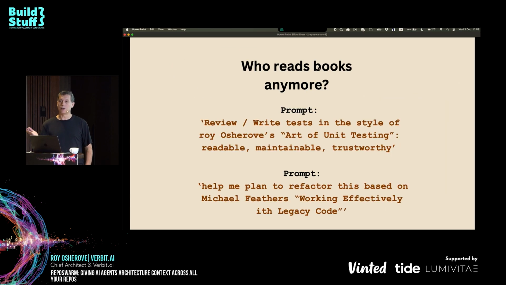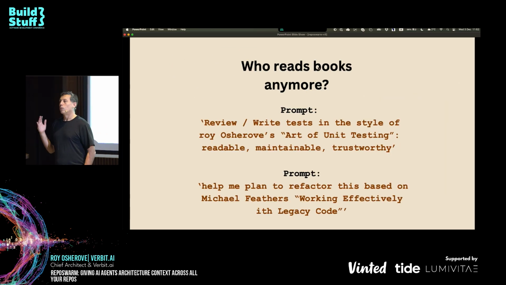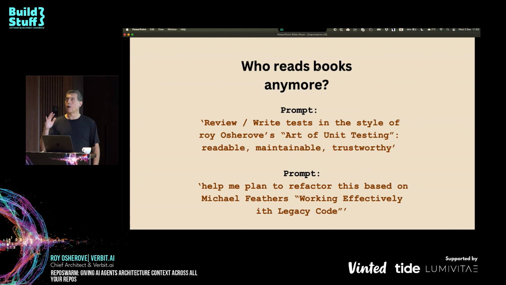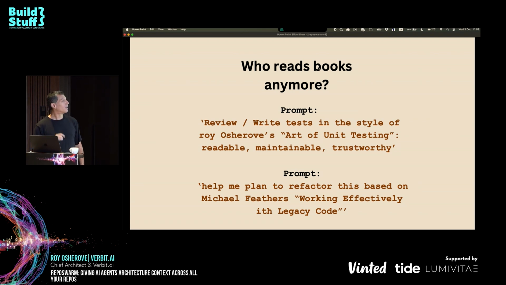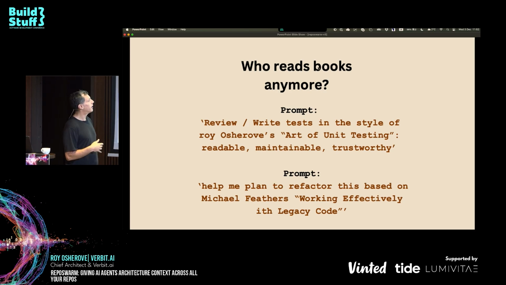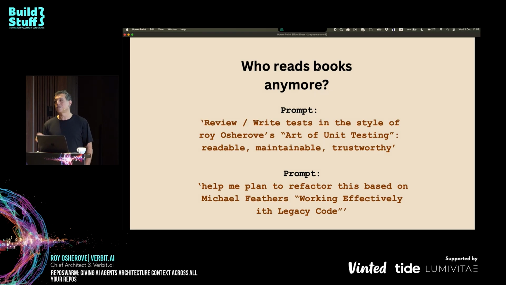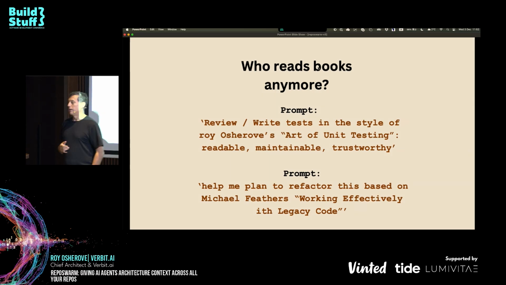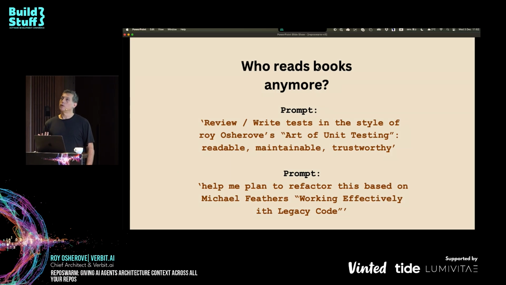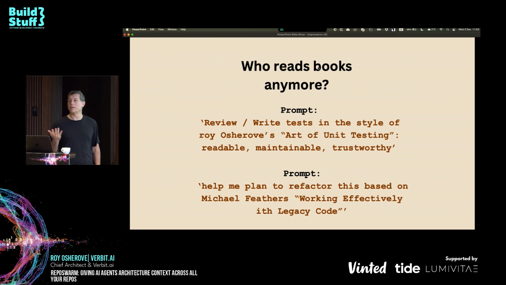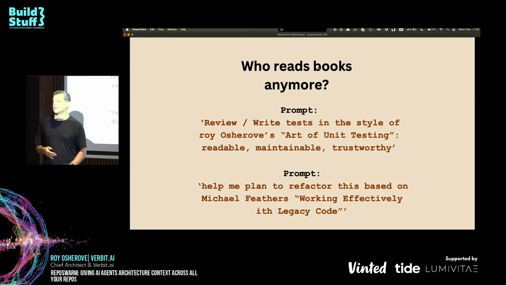But unfortunately, nobody reads books anymore. So what is the best benefit of having written a book? The best benefit is that I can go to, let's say, Cursor or any code review tool, and give it a prompt that says, I want you to review these tests in the style of Roy Osherove: readable, maintainable, trustworthy. And because, I don't know if legally or illegally, all the AIs have been trained on all our books and all of our blogs, that content finds its way, and I don't even have to prompt it. What does it mean to have readable, maintainable, trustworthy?